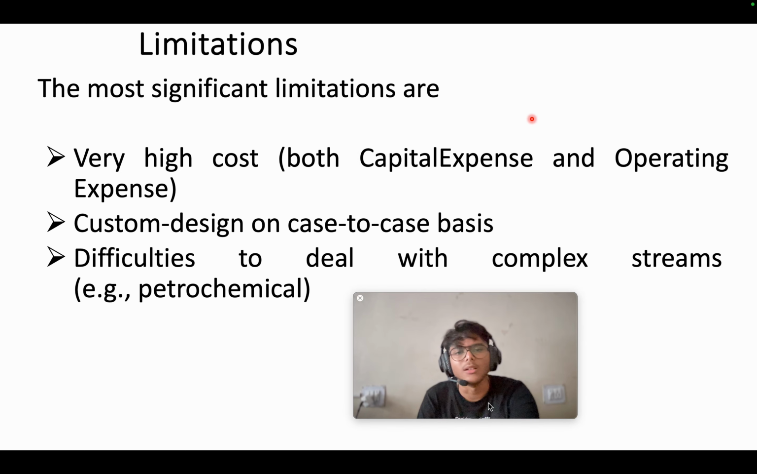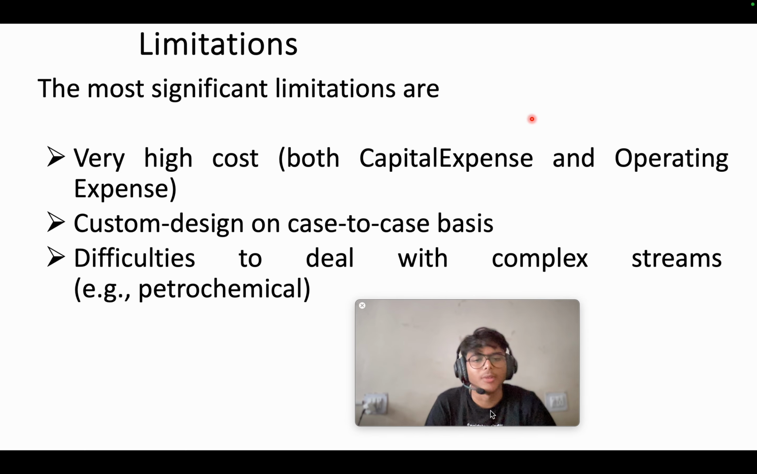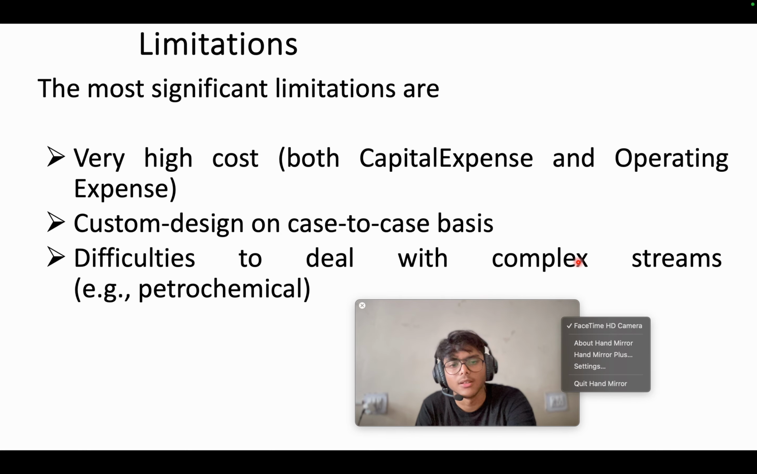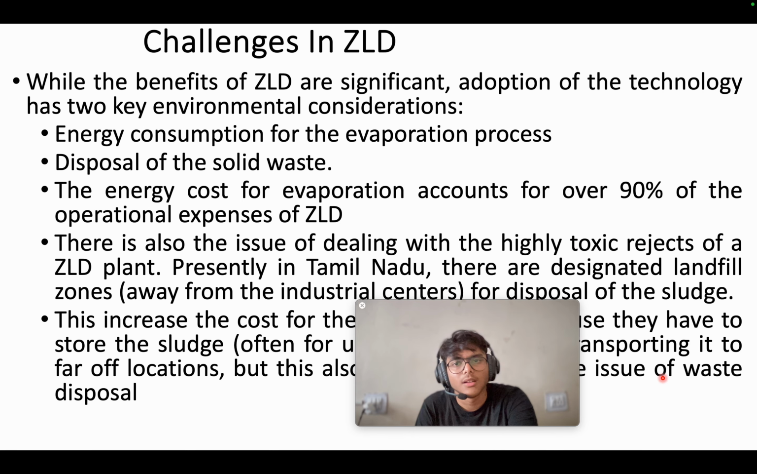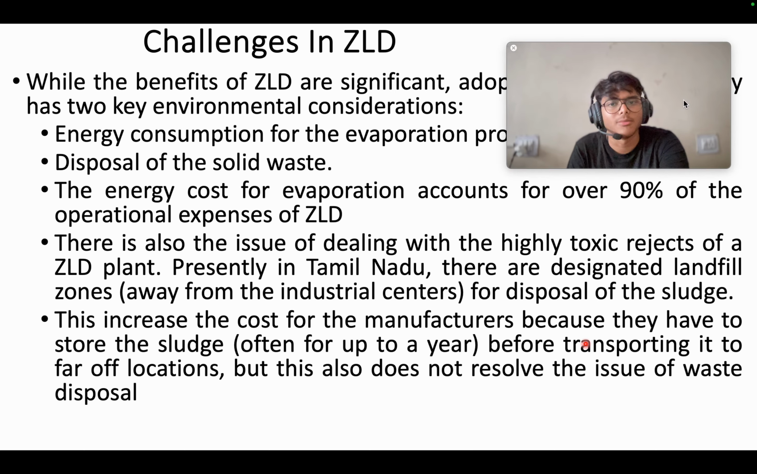So what are the limitations? It's not like everything is perfect, right? There are limitations in everything. So what are the limitations of zero liquid discharge? First of all, it's very high cost. Both capital expense and operating expense are very high. Second, the custom design on a case to case basis. And third, difficulty to deal with complex streams, for example the petrochemical industry. So it's very difficult to deal with it, right?